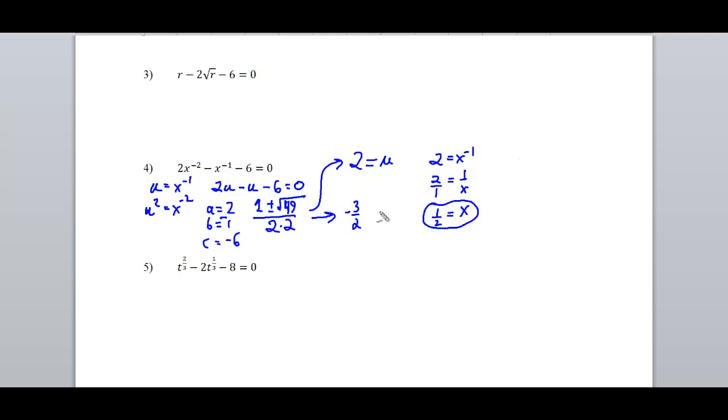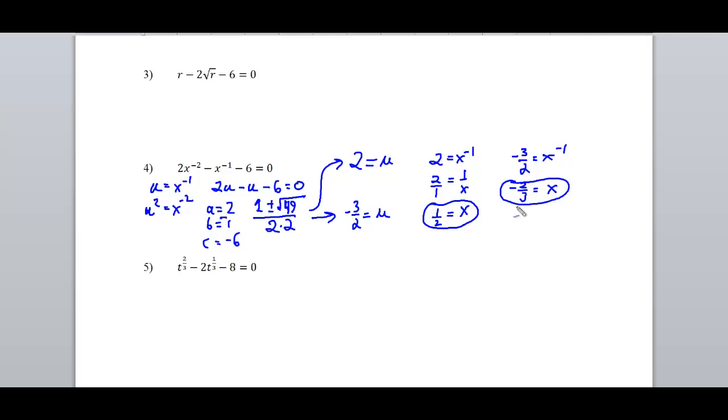Now, this -3/2 is equal to u. What this does is I've got -3/2 is equal to x to the -1 power. Again, because of the transitive property, u is equal to -3/2, u is equal to x to the first power. So x to the first power is equal to -3/2. So again, using the inverse property, x is going to be equal to -2/3. It's not going to be a positive. Do not flip the symbol when you flip the problem.